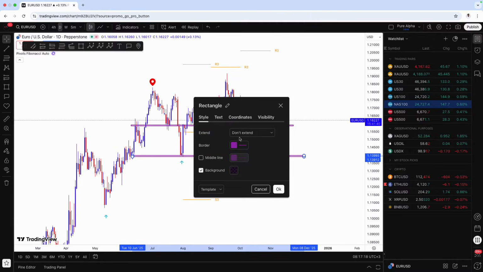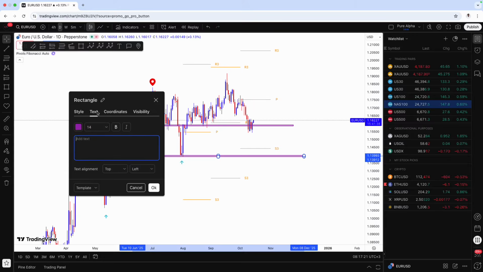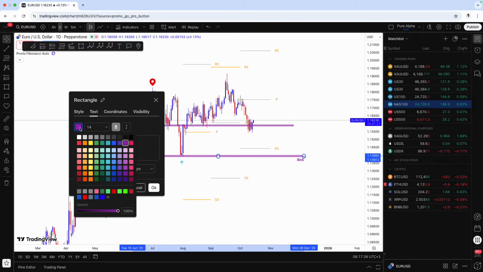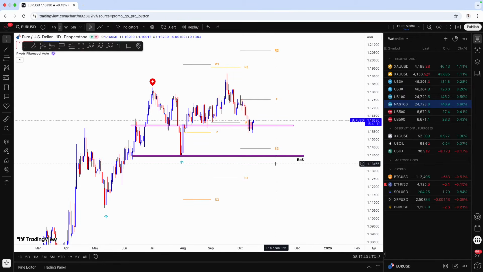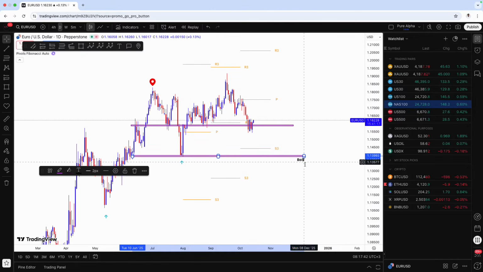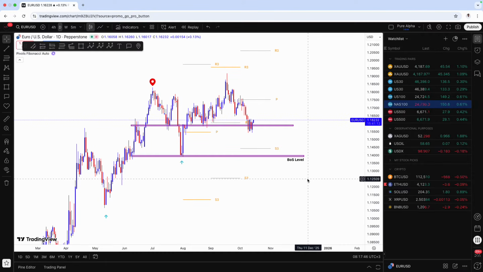Let's do some settings here. Let's put it on the right side and on the bottom. Okay, and I write here BOS, and I can put it bold. Let's put it in black. Maybe I can even say this is my BOS level.